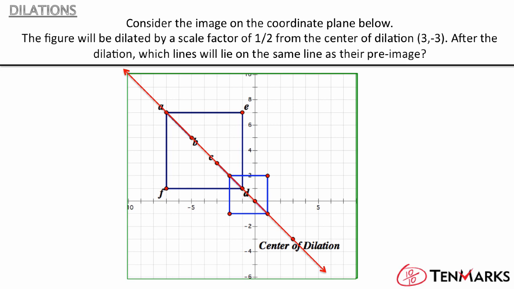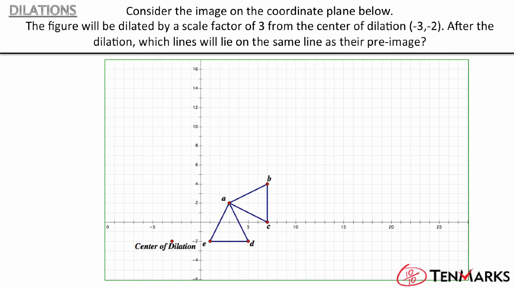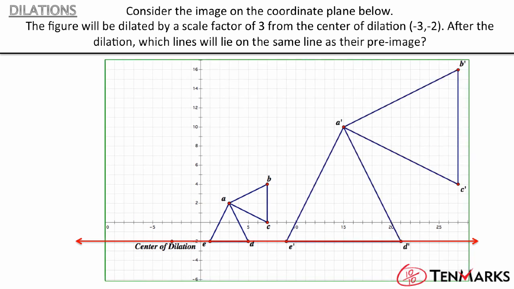Try one more problem. Consider the image on the coordinate plane below. The figure will be dilated by a scale factor of 3 from the center of dilation (-3, -2). After the dilation, which lines will lie on the same line as their pre-image? So can you draw a line that goes through the center of dilation and a line of the figure? This line does. So your answer will be that the line E'D' will lie on the same line as its pre-image. Here is a dilation just so that we can double check.